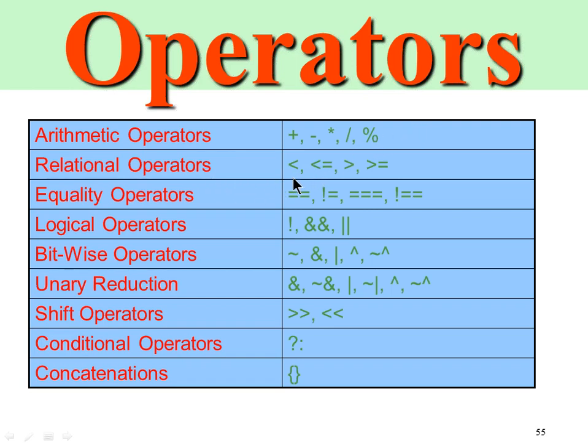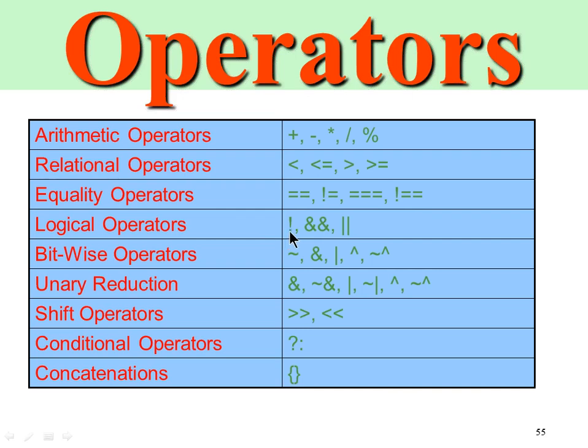Relational operators, as we just discussed, give us less than, less than or equal to, greater than, greater than or equal to. So we can compare two numbers to see if they are less than each other, greater than each other, or less than or equal to certain numbers. Equality operators: if you want to check if two numbers are equal, you use equal to, equal to. If you want to check if two numbers are not equal, it's not equal to. Then this triple equal to, we'll see in the example in the subsequent slides what the difference is. Logical operators: you're performing a logical operation between two numbers.